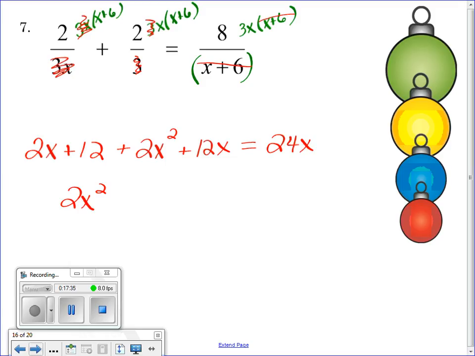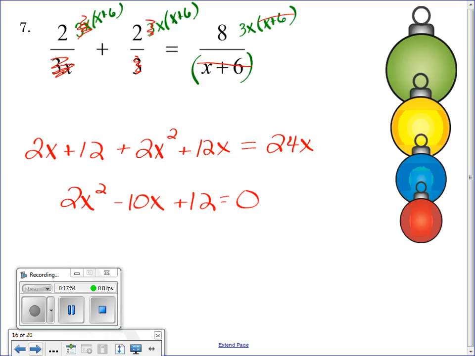2x, that'd be 14x. I subtract that over there. Can I do all that? Minus 10x. Carry the 1. I need some fingers. Plus 12. That looks better.